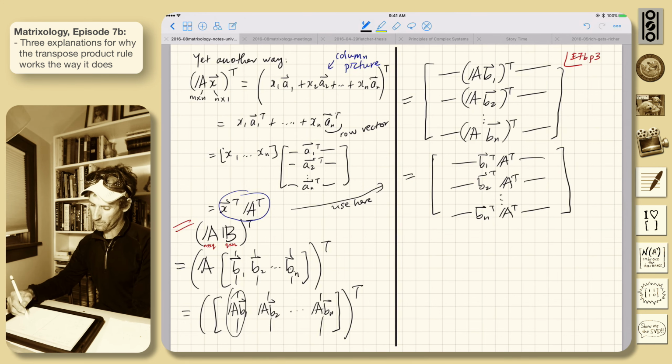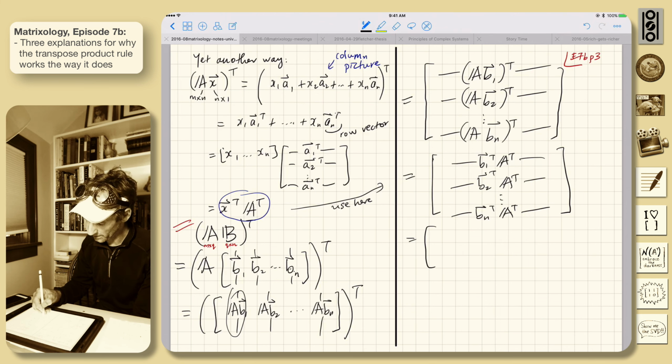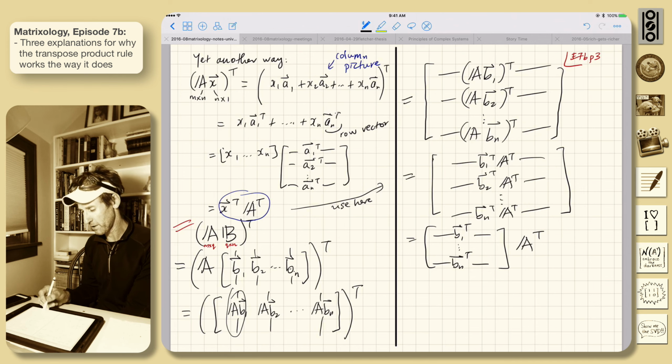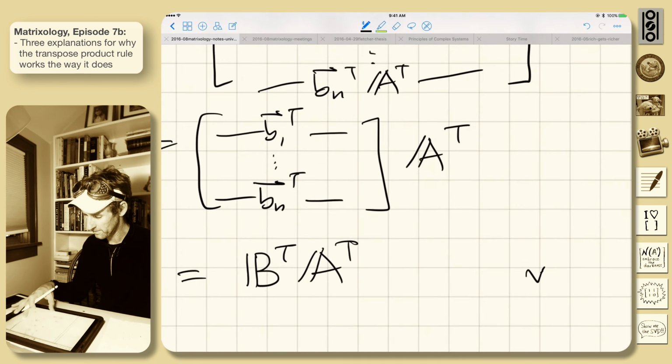And so all of these row vectors are now being post multiplied by A transpose. So we can pull the A transpose out. We've got B1 transpose down to Bn transpose. This is the first column of B, then the second column, then the third column, laid across each other. So that is really B transpose A transpose. Yes, it's true.